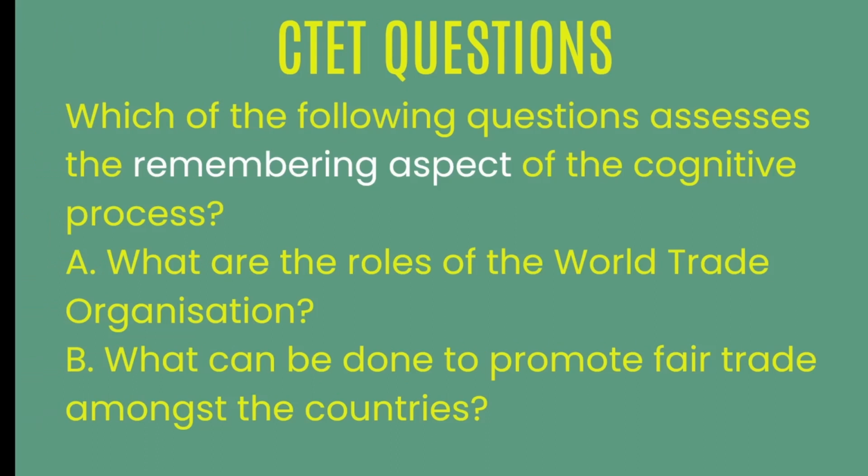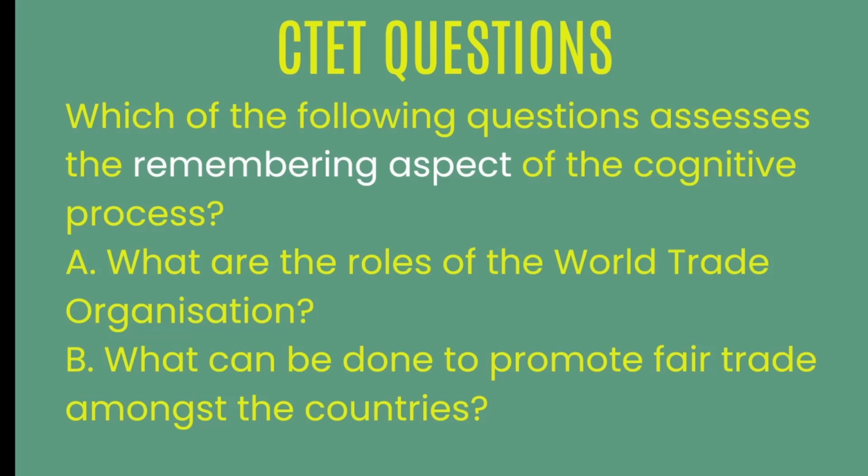I have arranged these questions for you in the order of levels. That way, it will be easy for you to really focus on what it is that you need to understand about that level. So, questions from remembering. The question is, which of the following questions assesses the remembering aspect of the cognitive process? So, when you're reading the question, always underline or keep in mind what is being asked. You're being asked to find questions which are assessing the remembering aspect of the cognitive process.